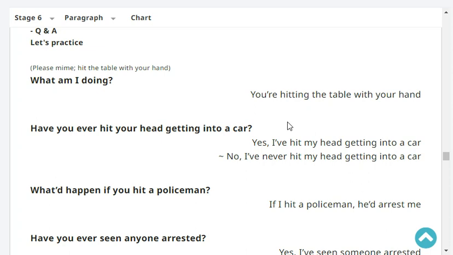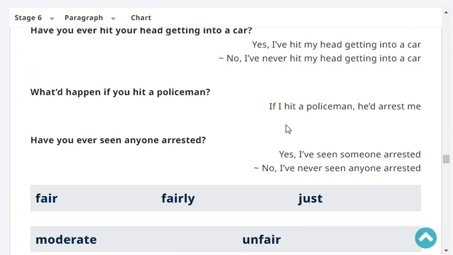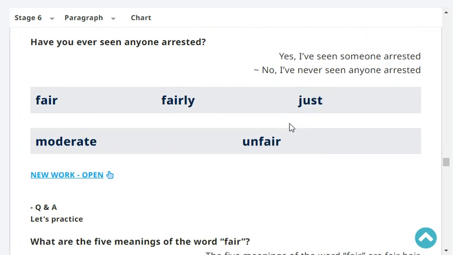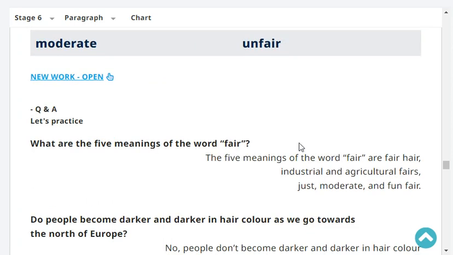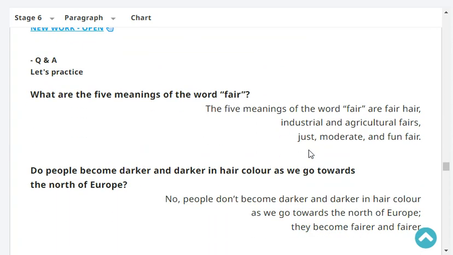What would happen if you hit a policeman? If I hit a policeman, he'd arrest me. Have you ever seen anyone arrested? Yes or no? No, I've never seen anyone arrested. Very good. What are the five meanings of the word fair?